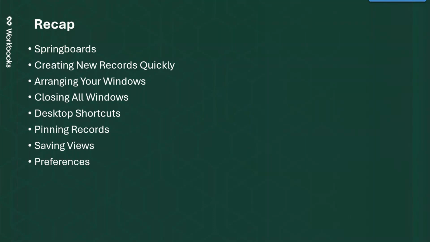We looked at different ways to arrange windows. You can use the snapping feature or the close all windows button next to your start menu. We also explored methods for quickly accessing specific records using desktop shortcuts and pinning records. Using organizations as an example, we saw how to save views. You can also save landing page views, give them names, and even share them with others if needed. Finally, we explored some options and preferences to help customize workbooks for your individual workflow.